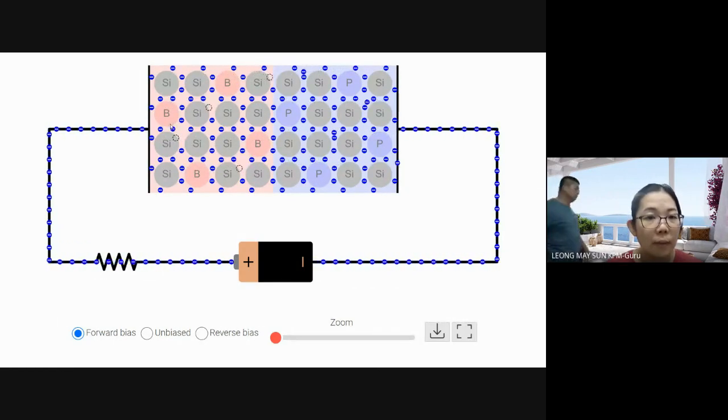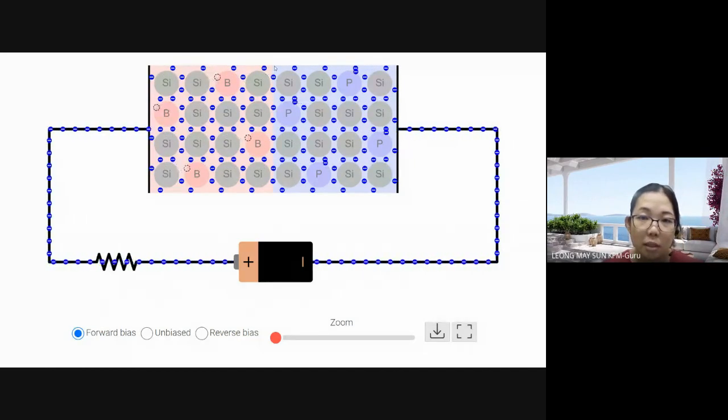All right, so when the electrons move towards the positive terminal, the holes will move towards the negative terminal. They move towards this junction here. So the holes move to the junction, and the electrons fill up the hole. All right. Why is there no hole over at this side?